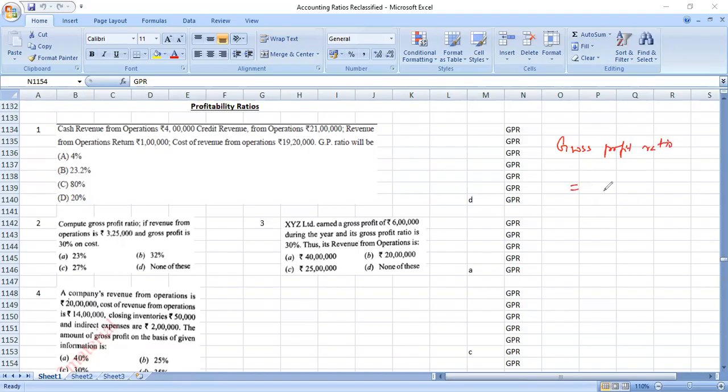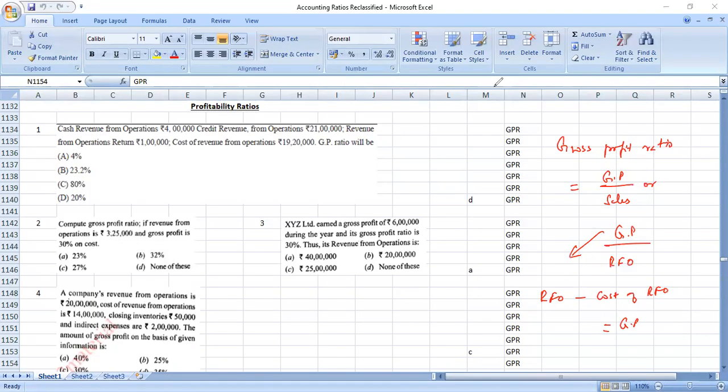Gross profit ratio would have a formula of gross profit divided by sales, or gross profit divided by revenue from operations. Gross profit is revenue from operations minus cost of revenue from operations, or cost of goods sold.